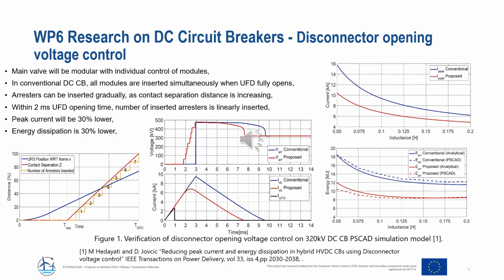All 8 arresters are inserted while the contacts are moving. The graphs in the middle show the simulation results on a 320 kilovolt 16 kiloampere DC circuit breaker model. The blue curves show the conventional circuit breaker and the red curves show the results of the proposed topology. In the lower graph, we can see that the peak current is reduced by approximately 30%. The graphs on the right show the parametric study of the peak fault current and energy dissipation depending on the inductance size. We can see that we have a significant reduction in peak current and energy dissipation.